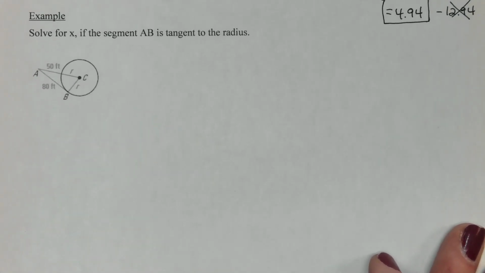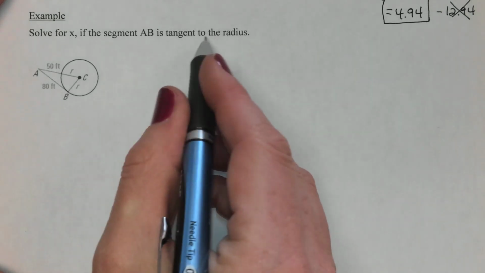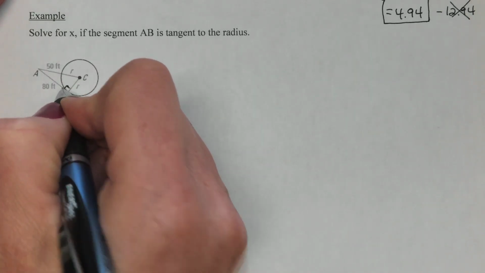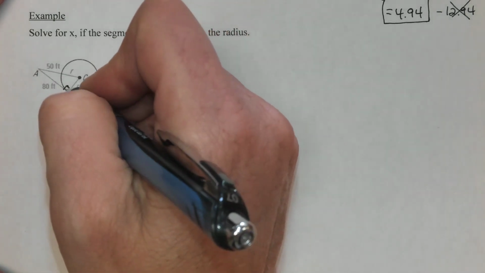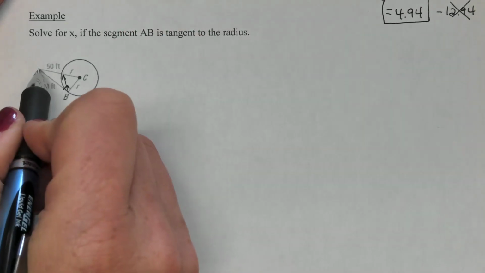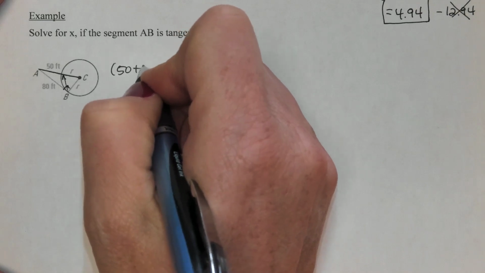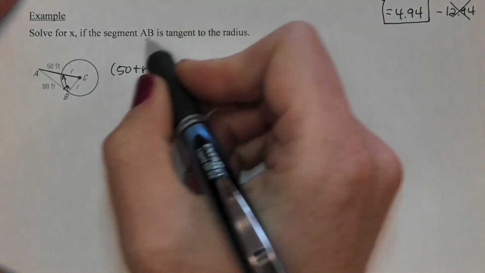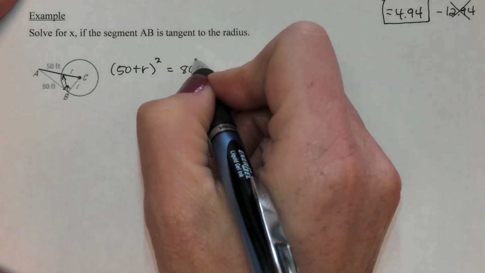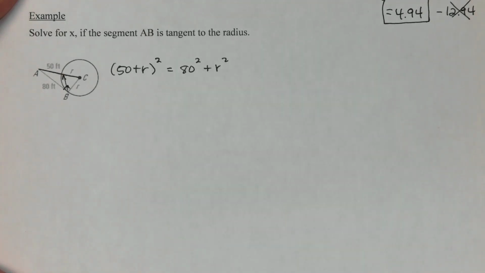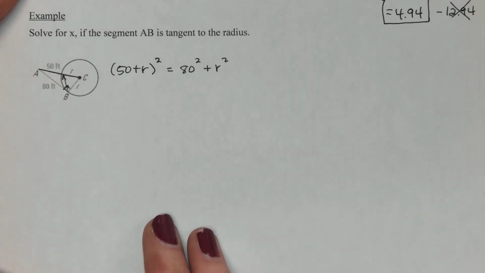It says solve for x if the segment AB is tangent to the radius. So that means my 90 is right there. I'm going to draw through my 90. And remember that this side is just made up of two parts. So 50 plus r is my hypotenuse. My other two sides are 80 and r. And I know it seems goofy at first, but just write those. Trust the process about where this is going to take us.